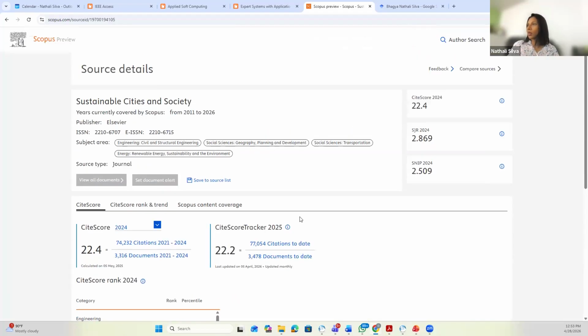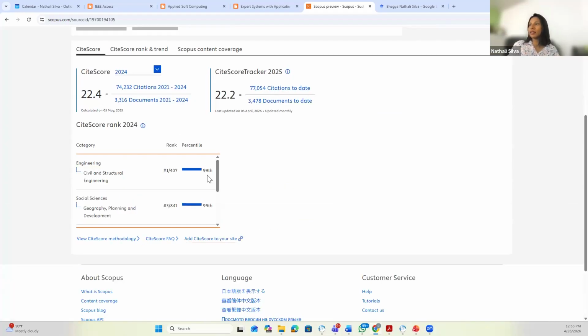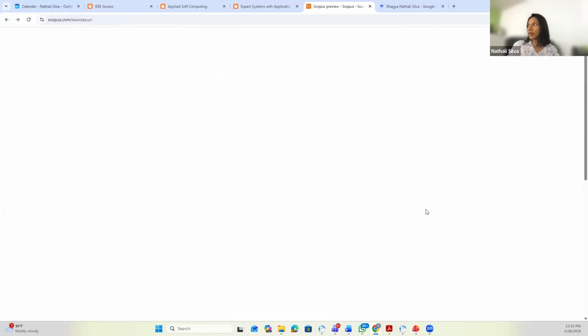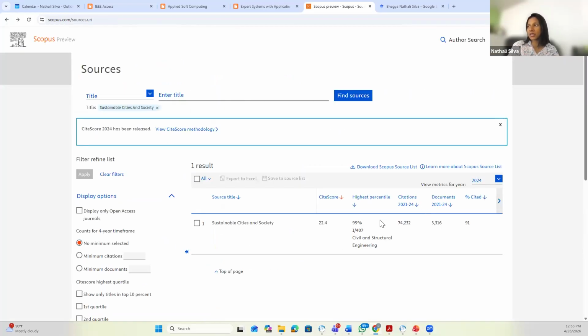So here the 99th percentile is coming, which is indicated here as the highest percentile. Now imagine a particular journal belongs to 6 to 7 categories. In one it is at 95, in one it is at 80, in another it is at 72. But for the journal, we always consider the highest percentile in the Scopus database. So if this percentile is high, that means it is in the top range.